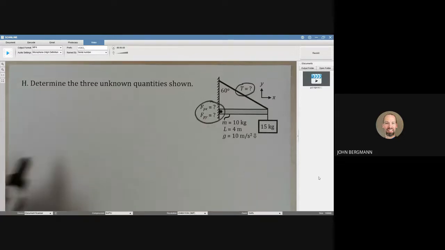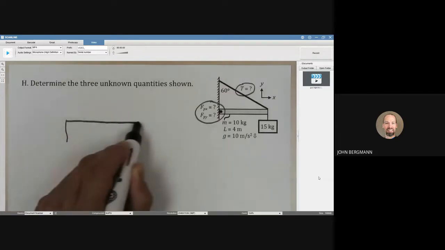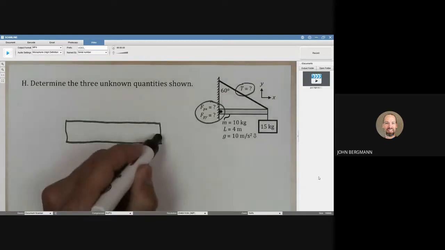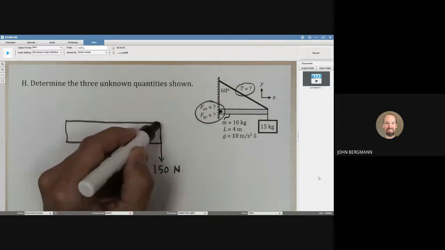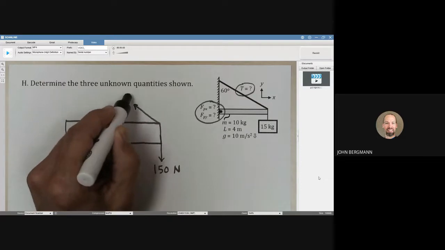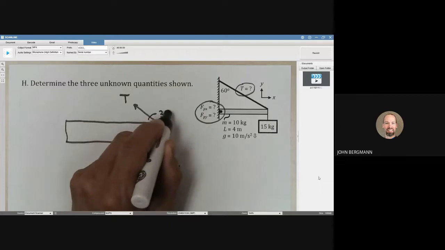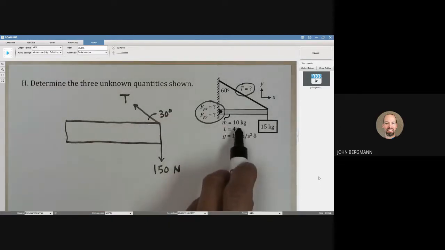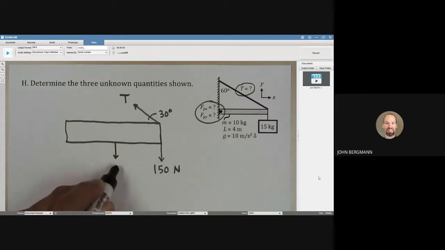So let's draw a free body diagram of this case. I'm going to draw the beam a little bit thicker. If this is a sign, the weight of that thing is going to be 150 newtons. Then we're going to have a tension that acts in that direction, so that cable has a certain amount of tension right there, and this angle right here will be 30 degrees. This beam has a mass of 10 kilograms, so it has a weight which acts right at the center there, and that will be m times g, which is 100 newtons.